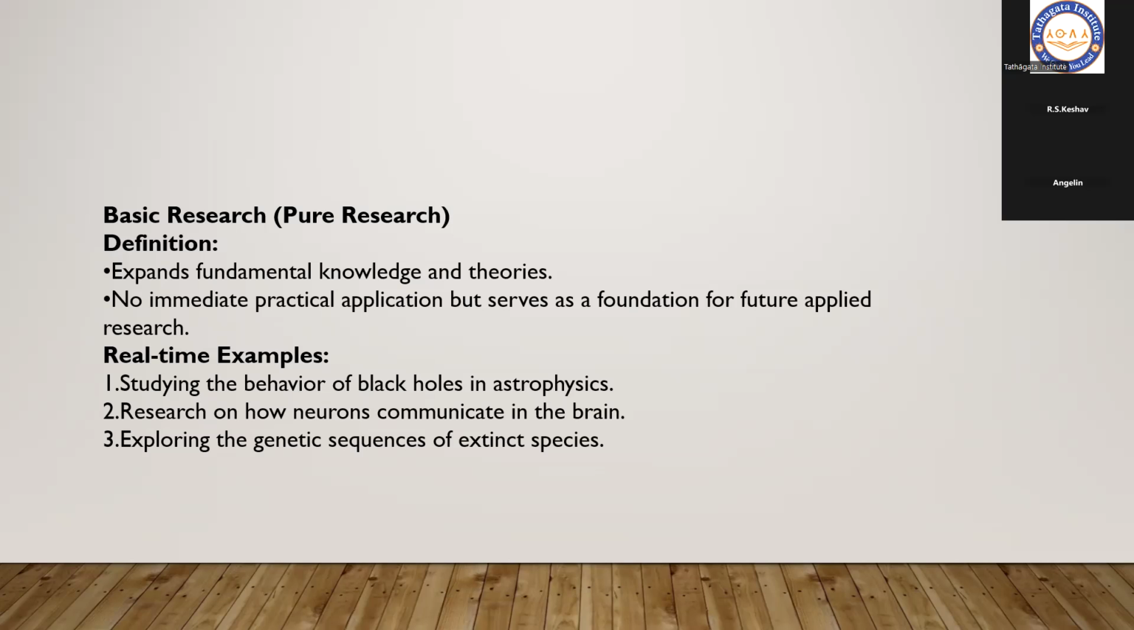Basic research is pure research or fundamental research, and it is basically done only to expand the available knowledge and theory. It is not required that there has to be an immediate practical application to this research. So we have a couple of examples. Where is it used? It is generally used in studies of how memory or the brain works, the behavior of black holes, the behavior of neurons, and genetic sequences. All this falls under the category of basic research.